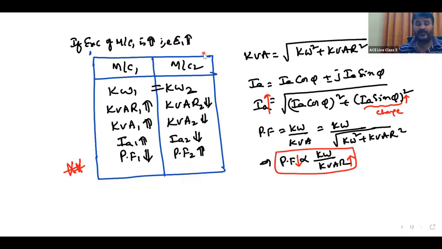Now reactive power is shifted on which machine? First machine, reactive power is shifted. Why will we do like this? If you want reactive power sharing.